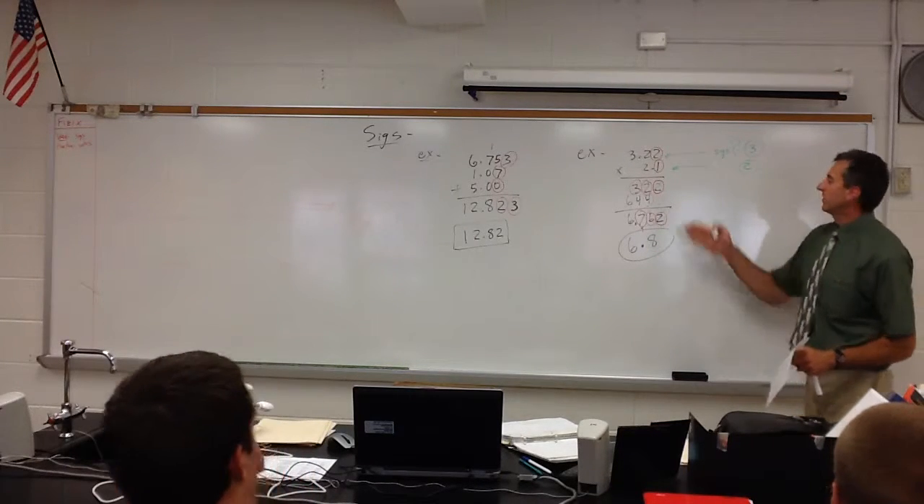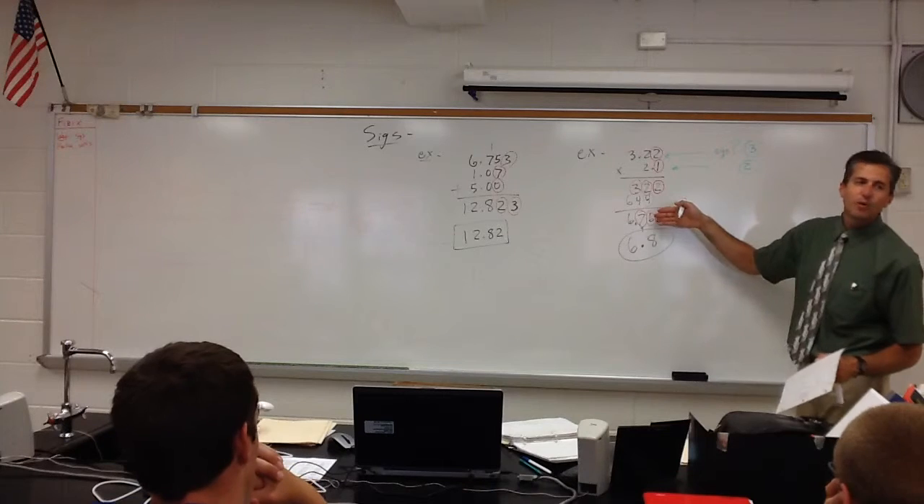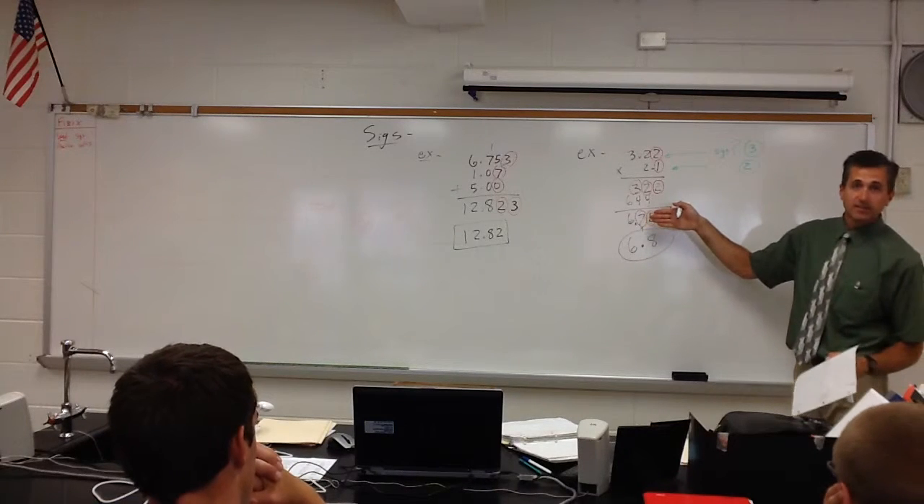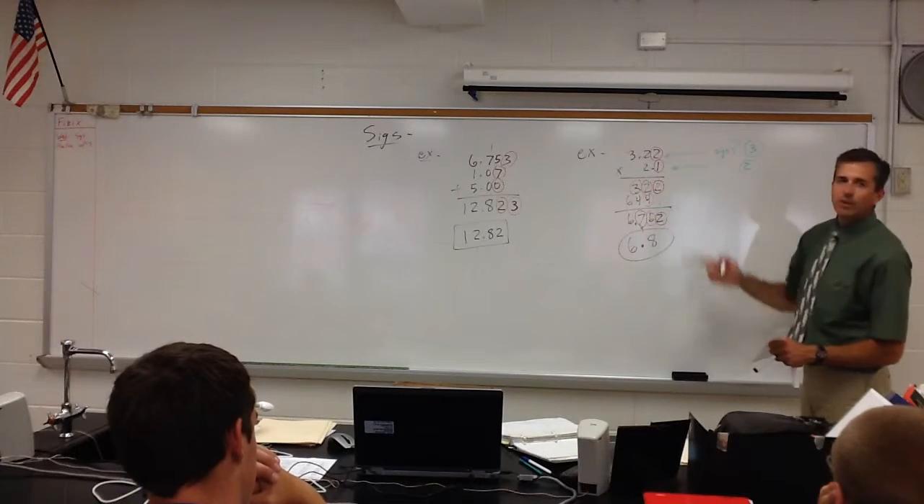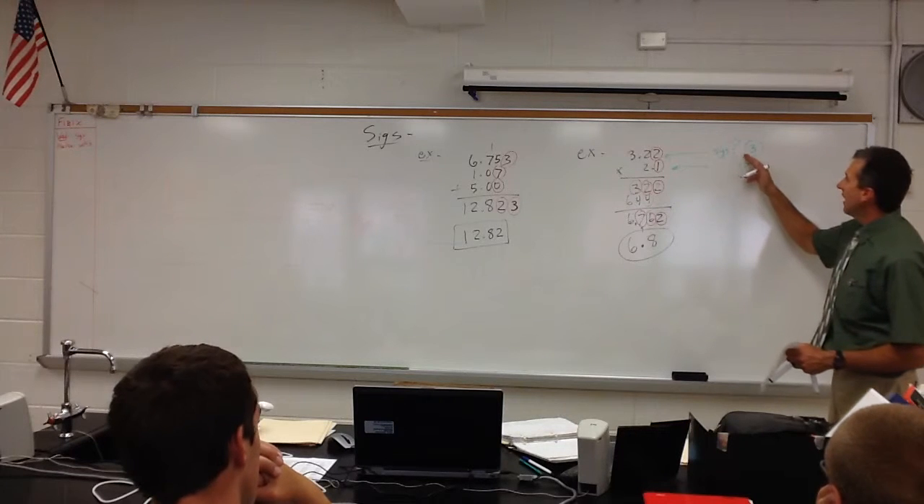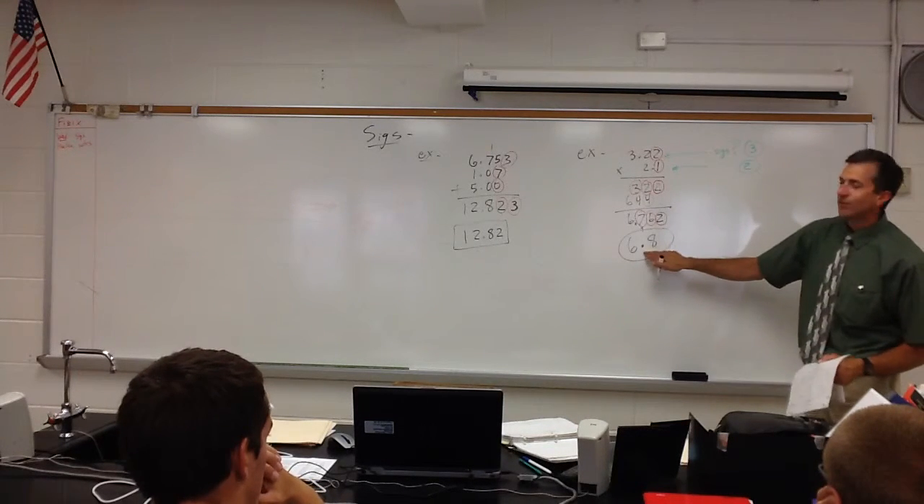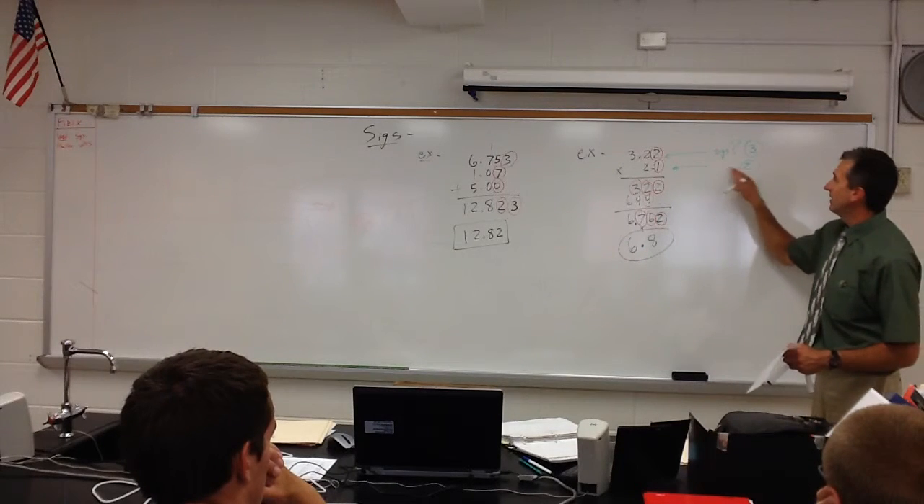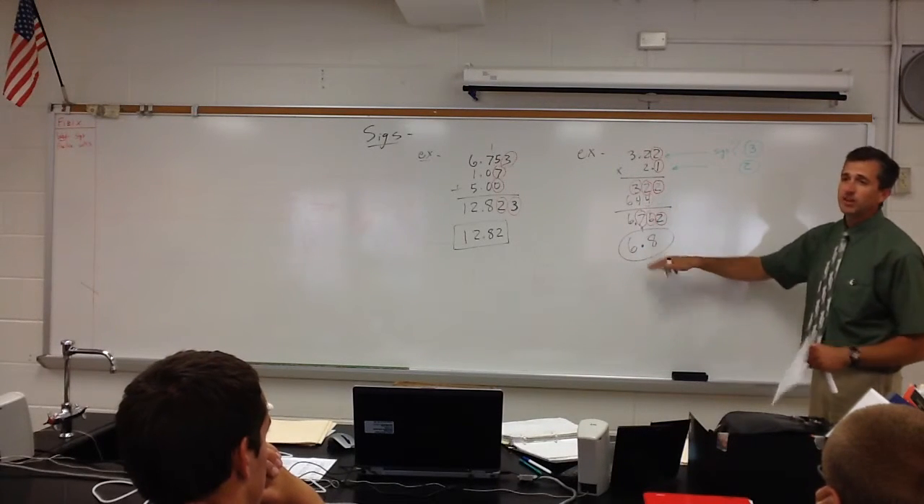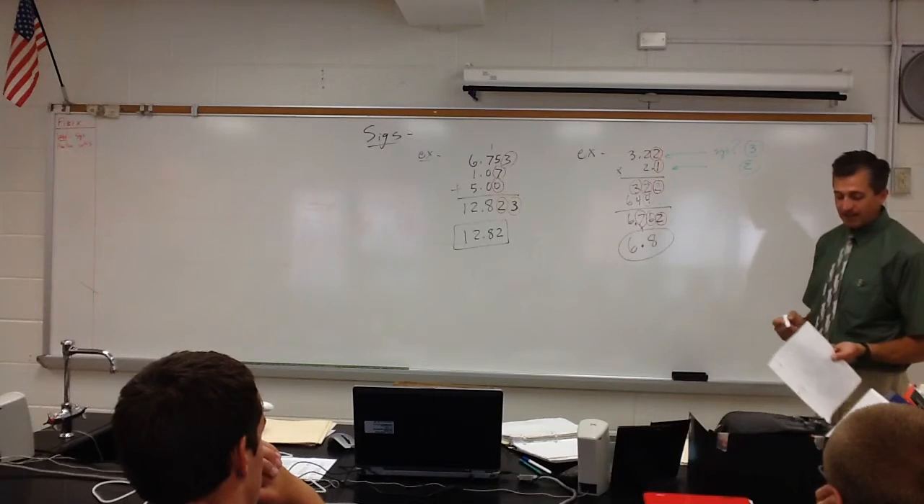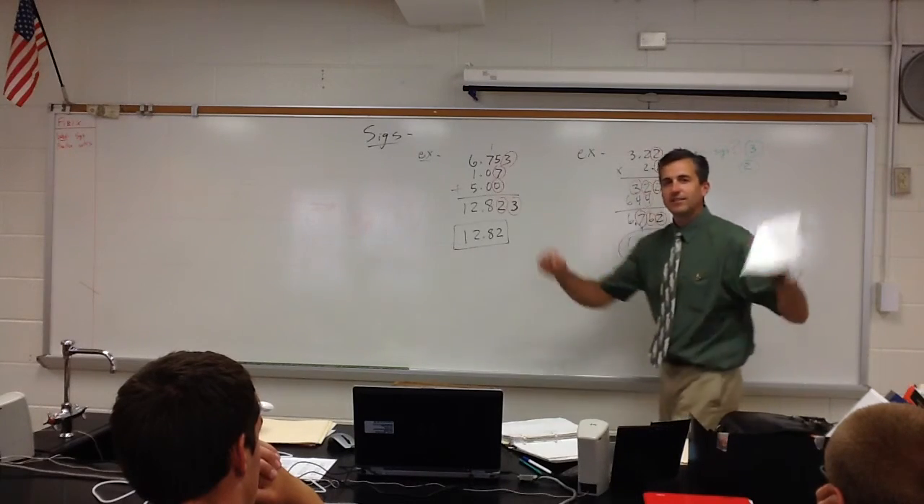The shortcut is, because no one wants to show all this work and figure out where your guesses are, that's ridiculous. The shortcut is, when you multiply 2 things together, you look at how many sigs each one has, take the lower one, and your answer can only have the lower one. So I said this had 2 sigs, my answer can only have 2 sigs. Done. And that's significant digits for today. Physics.